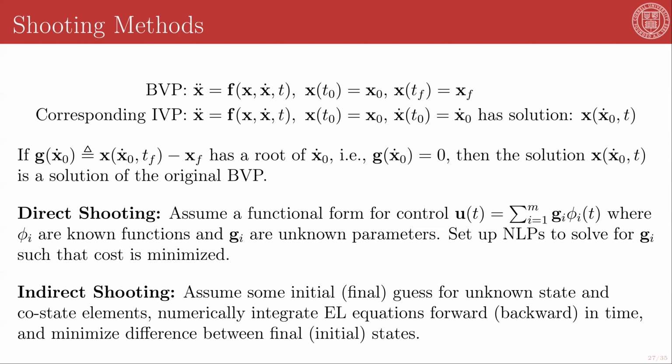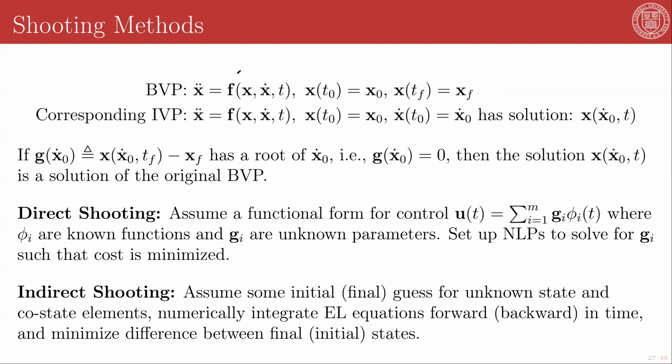Regardless of what approach you end up taking for your trajectory optimization, you will need to employ iterative numerical methods in order to get to your solution. And a particularly important set of methods are known as shooting methods. Shooting methods allow us to solve boundary value problems by turning them into initial value problems.